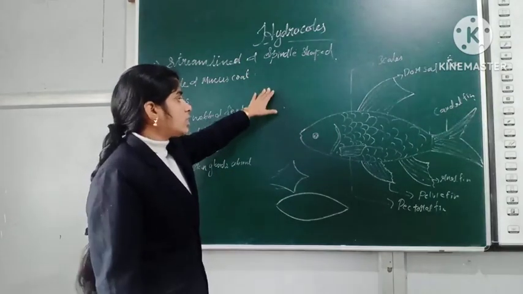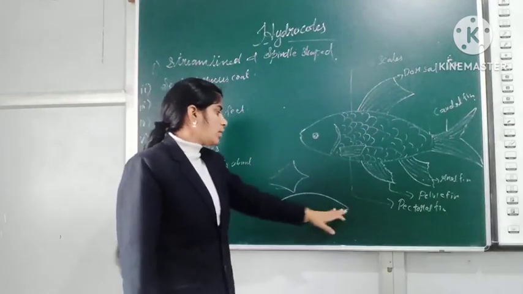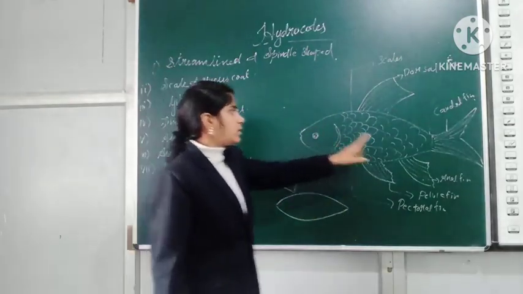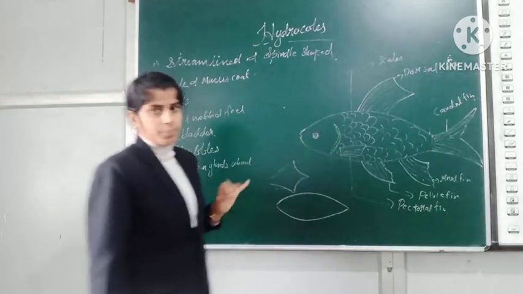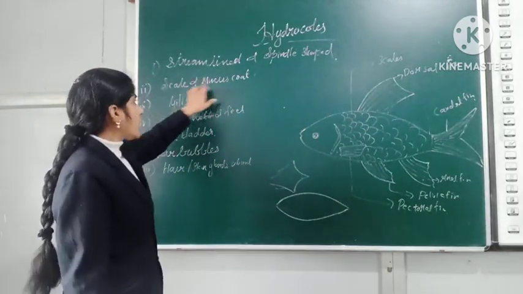And this body is spindle shaped, tapering at both ends. See, it's a spindle shaped body. And the next is scales and mucus coat.